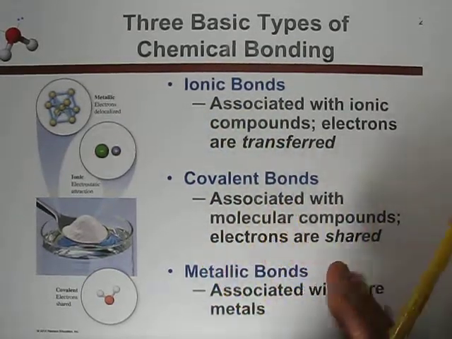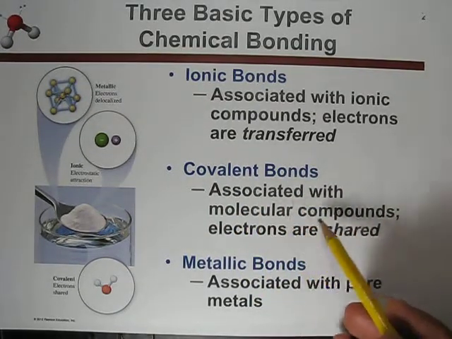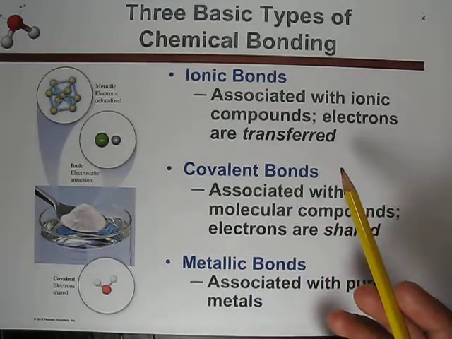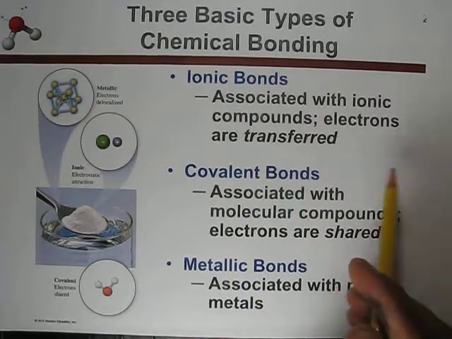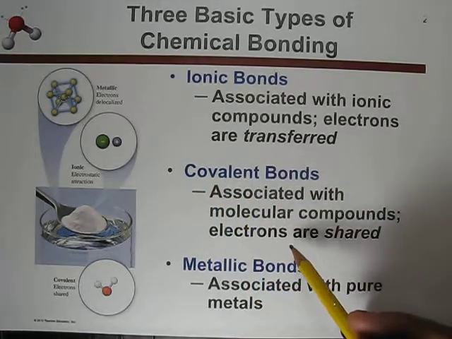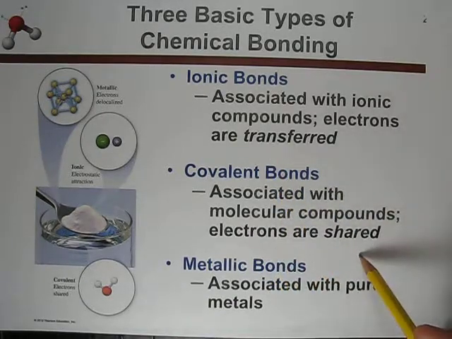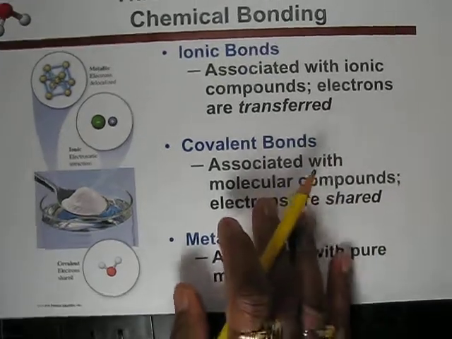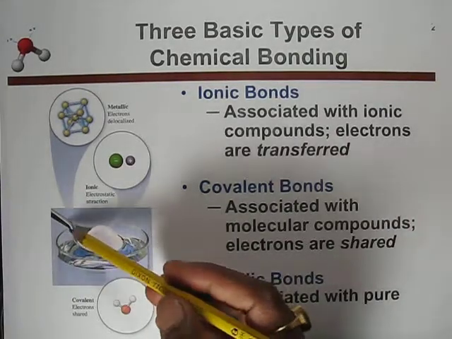Number two is covalent bond. Covalent bond is associated with molecular compounds. Molecular compounds are formed between two non-metals, and they are formed by the sharing of electrons. So here is electron transfer, and here is electron sharing. Number three is metallic bond. Metallic bond is associated with pure metal. In this picture, this spoon is made of metal, which has metallic bonding.